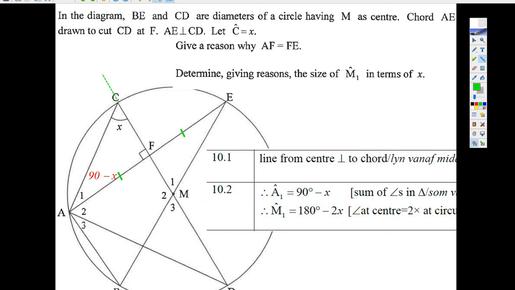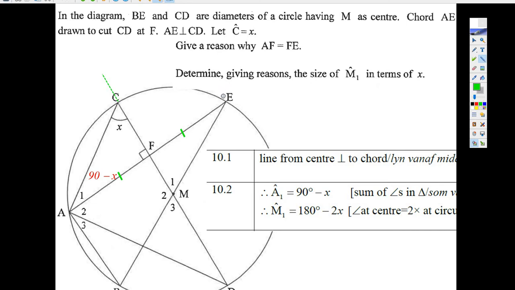Okay, this is question 10 in the geometry section. So here we go. Always read this stuff carefully before you start. In the diagram, BE, oops, it's a little bit low here, so I'll just move it up a little bit here.